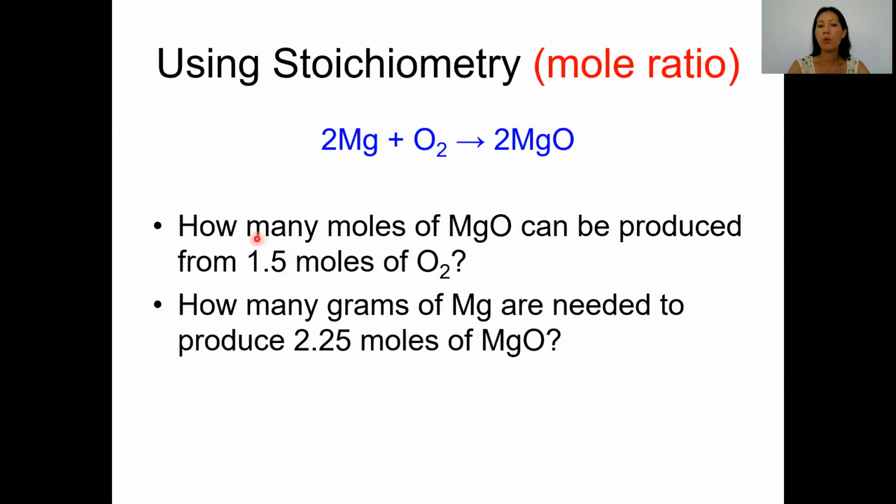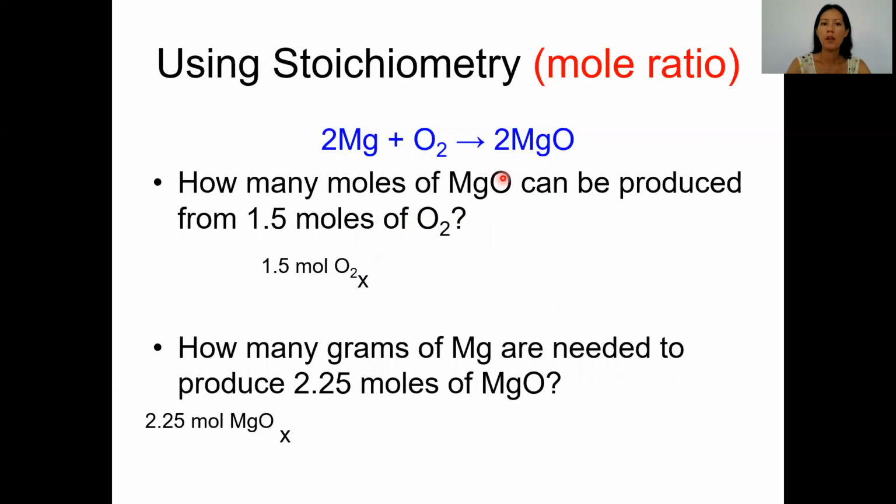So if I start with 1.5, I'm going to get twice as much product. I'll get 3 moles. Let's go ahead and just do that because that's an easy one here. You can see you're going to get twice as much, but sometimes the numbers aren't so easy and obvious. So let's go through this problem, starting with the 1.5 moles of O2.